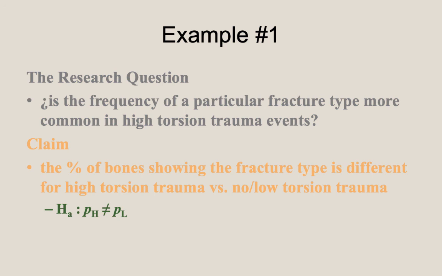To reiterate, the percentage of high torsion bones showing the bone fracture pattern is not the same as the percentage of low torsion bones showing the bone fracture pattern. Because this expression does not contain an aspect of equality, this would become the alternative hypothesis for our NHST. And thus, the null would be the exact opposite, or H sub 0 is P sub H equals P sub L, where the exact opposite of not equal is equal.